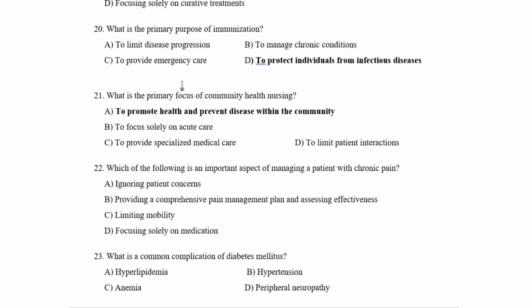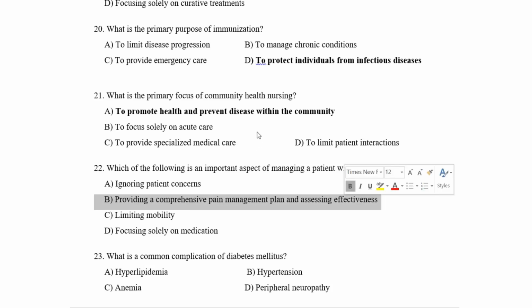Well, त्यसै गरी हामी क्वेश्चन नम्बर 22 तिर लागौं. Which of the following is an important aspect of managing a patient with chronic pain? Option A मा रहेछ ignoring patient concerns. Option B मा रहेछ providing a comprehensive pain management plan and assessing effectiveness. Option C मा रहेछ limiting mobility. Option D मा रहेछ focusing solely on medication. इसको सही उत्तर हो ऑप्शन बी, provide a comprehensive pain management plan and assessing effectiveness.